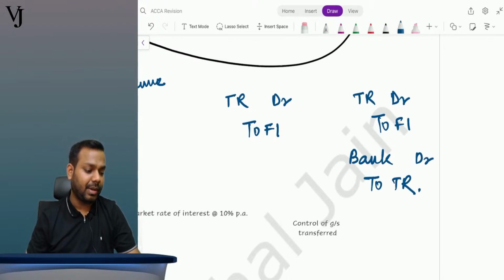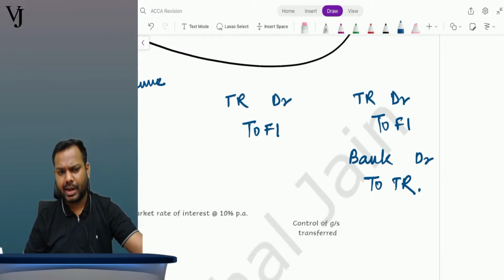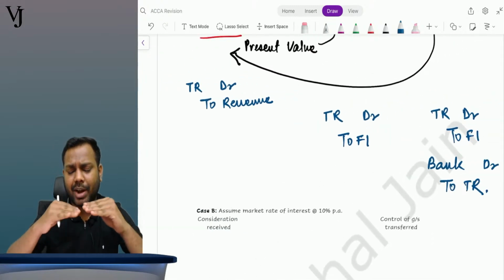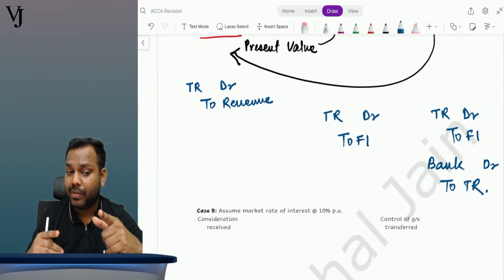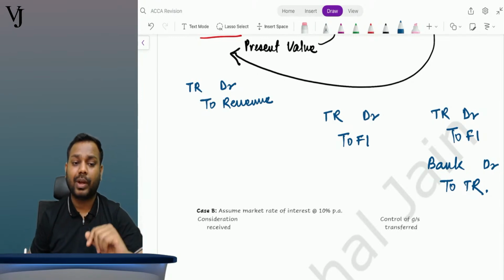Is it clear, guys? Why finance income? Trade receivable is an asset. If you are unwinding the liability, it will give rise to finance cost. If you are unwinding an asset, it will give rise to finance income.